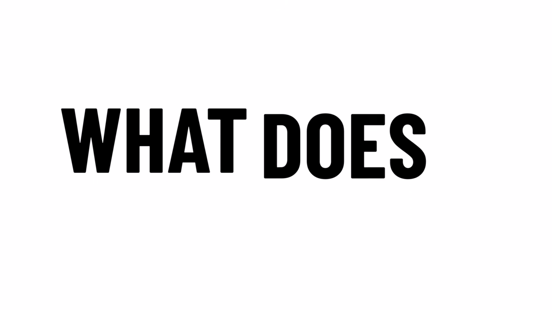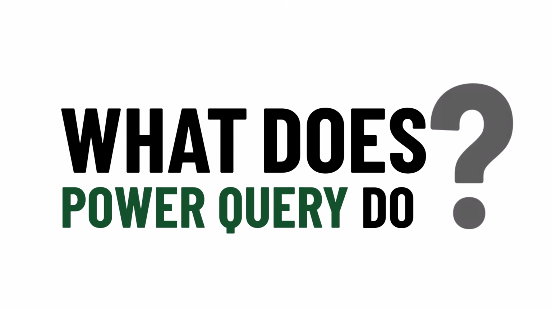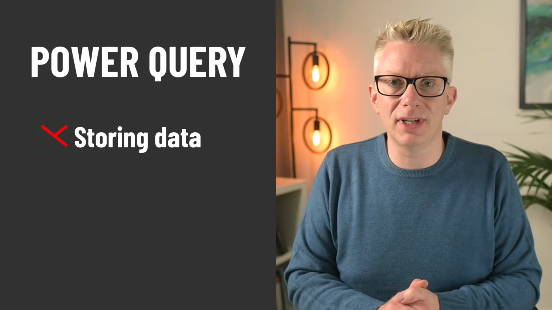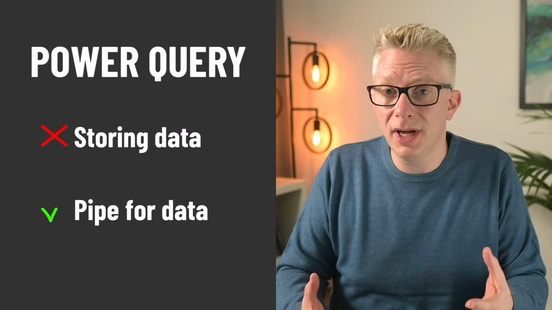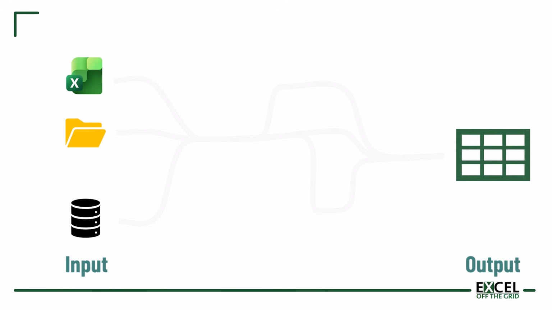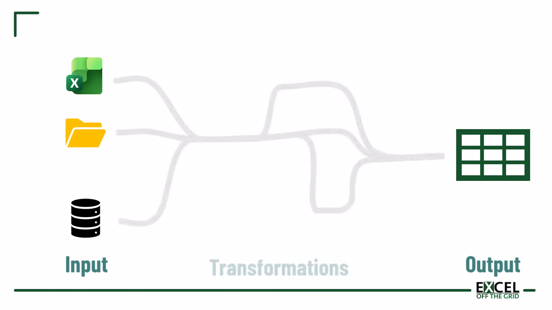To understand this, we first need to understand what Power Query does. Power Query's job is not to store data. Power Query's job is to be a pipe. The pipe goes from all of the inputs, the files, folders and databases, etc., and it goes to the output, the place where we load the data. What happens in between is all the transformations required to get from the input in whatever form it's in to the required output. In Power Query, there is nothing in the pipes.